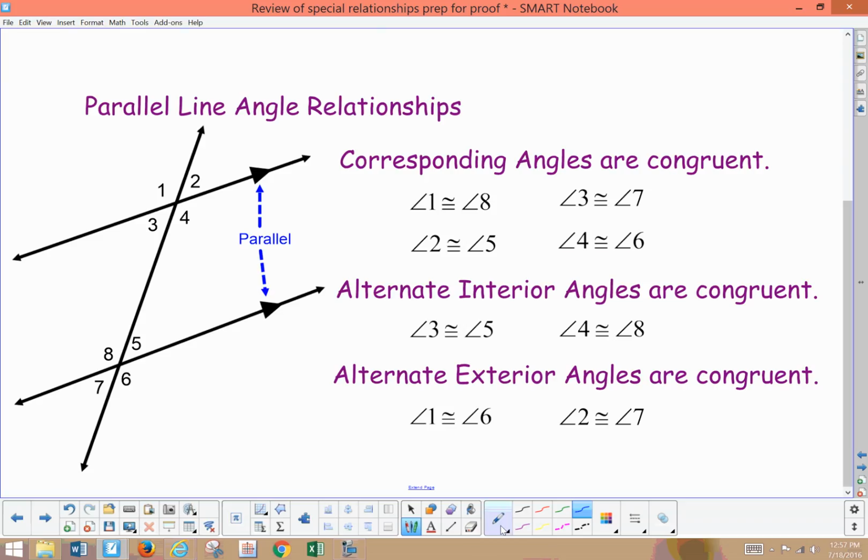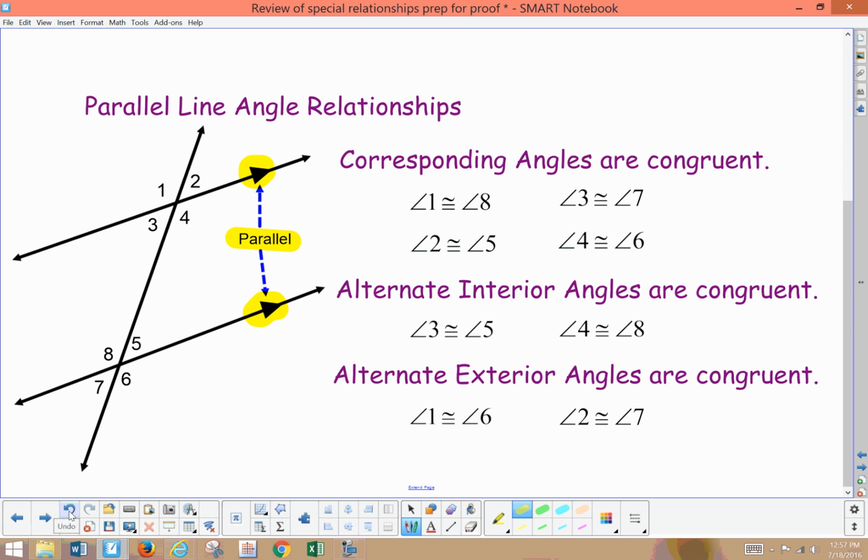Now in this image, you're going to notice that we have right here a note that tells you these markings are telling you that the lines are parallel. That's what those shaded in triangles that are actually on the lines mean. It means that those lines are parallel.